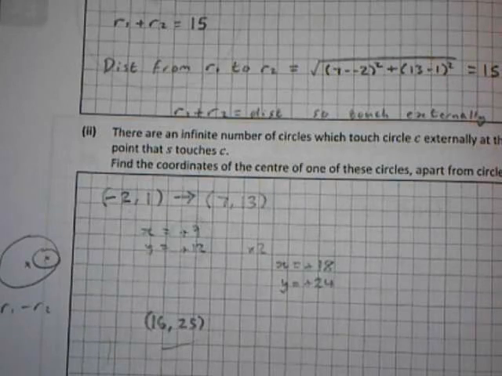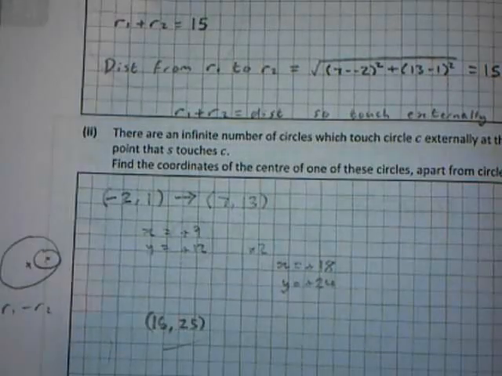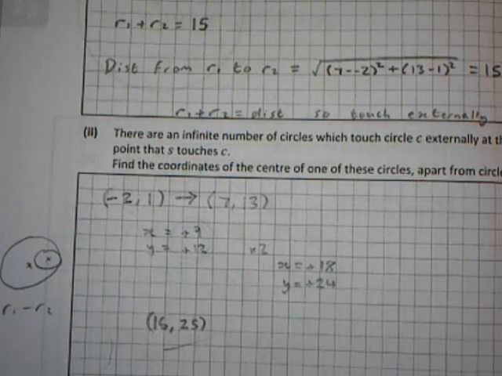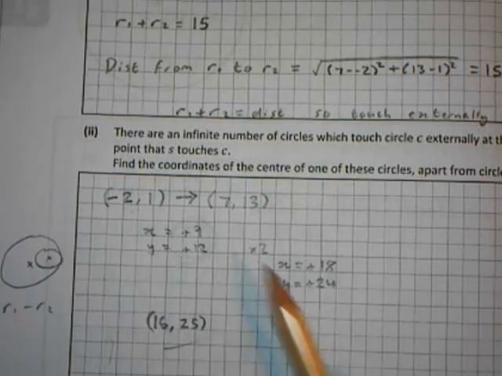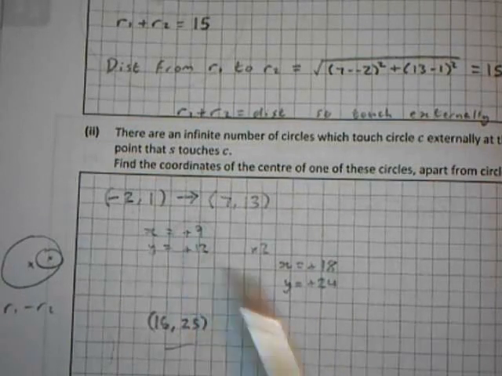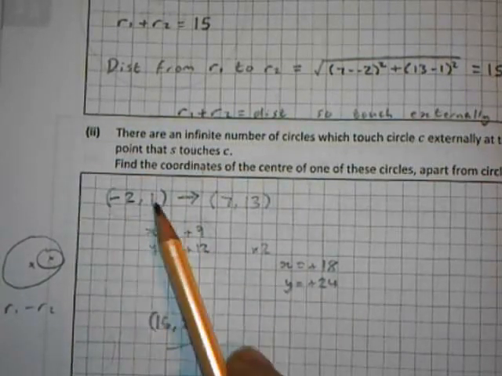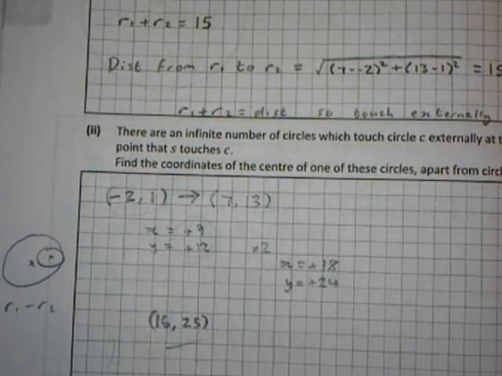Although, let me have a think. I think you might need to have a number bigger than 1 for it to be externally. Actually, I don't think you can do fractions, because then you'd end up inside. So yeah, double it, triple it, times 10, whatever. But if I double, get 18, double the 12, you get 24, and then just add those on. So add the 18 on, add the 24 on. And 16, 25. Again, there's an infinite number of answers here, but that's one of them.